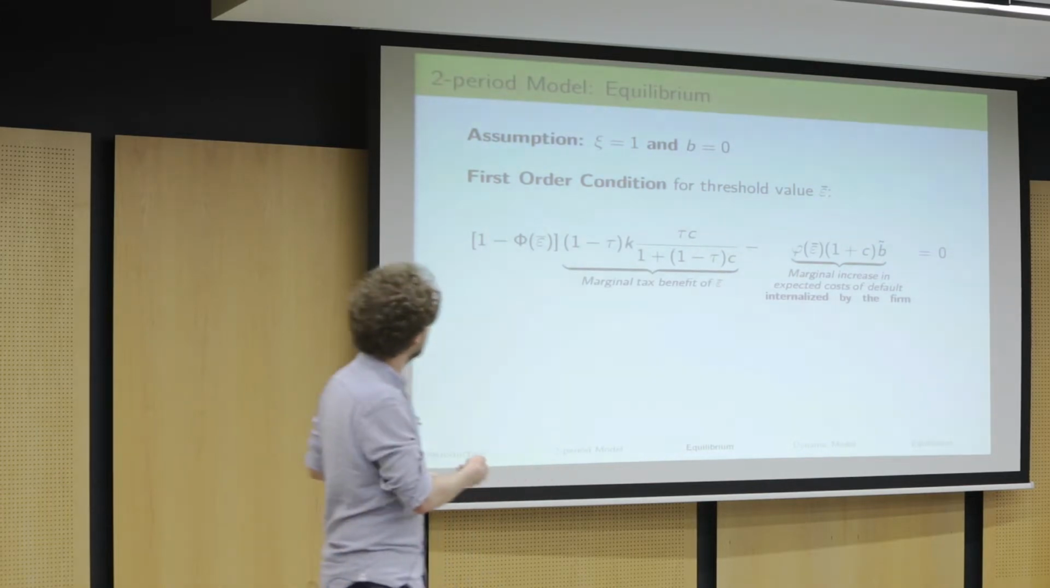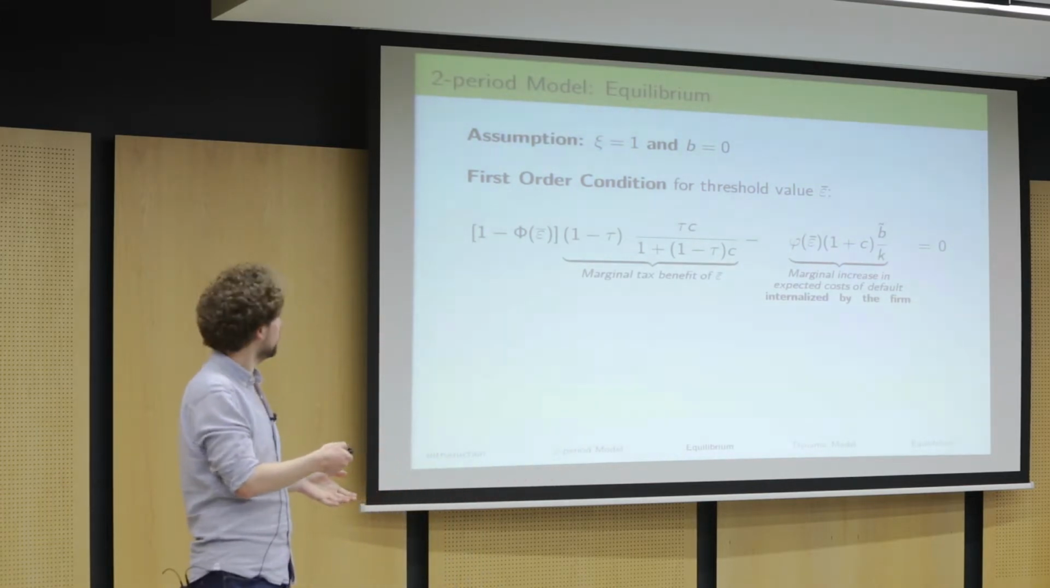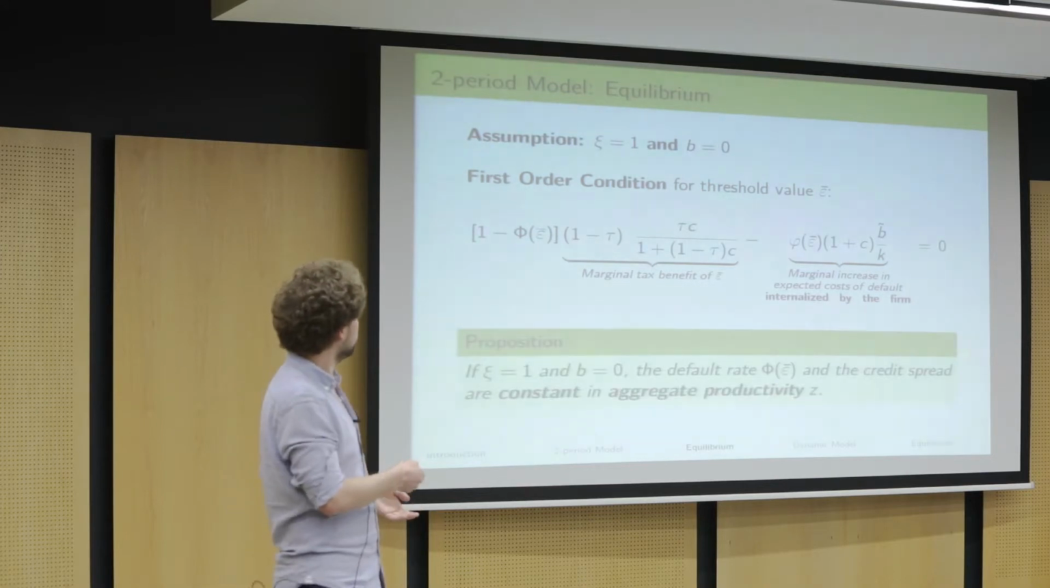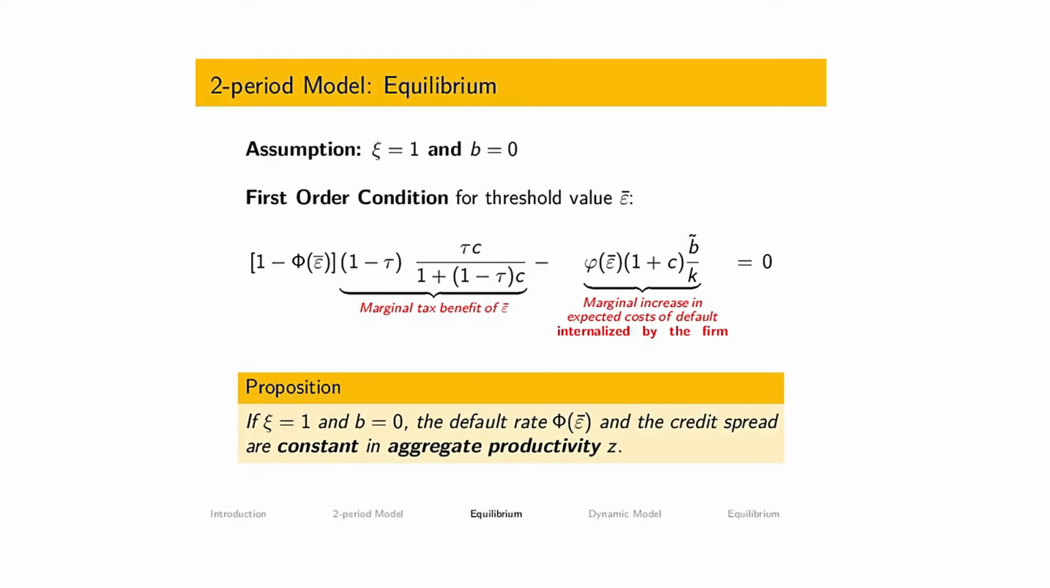And I can divide both sides here by capital, and then one can show in this model that if I play around with Z, that is this average productivity parameter, if Z is high, then the capital stock is high. If Z is low, the capital stock is low. But it turns out that leverage will be constant in this model, and this also implies that epsilon bar will be constant.